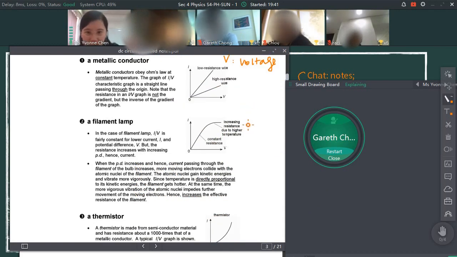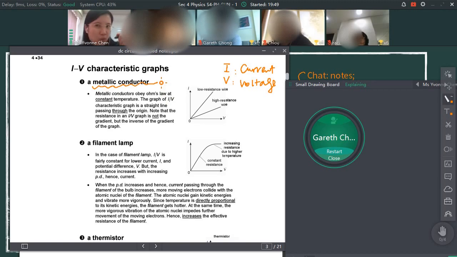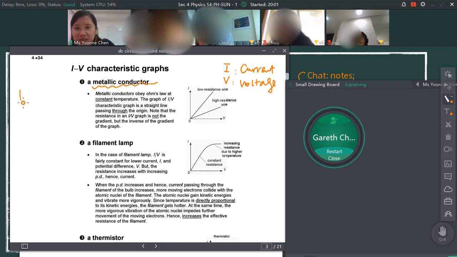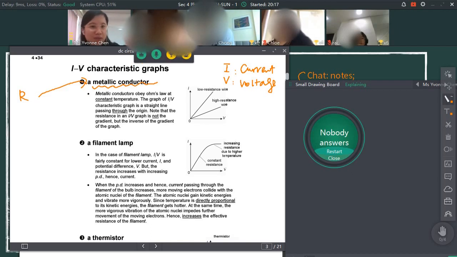Let's look at another concept for metallic conductor. So far we have learned one law related to metallic conductor. Who can still remember what that law is? That law is very important. We talk about the resistance of a metallic conductor, there's a particular law. You can click the responder. Think about it. There's a property, a characteristic stated by one of the laws. Nobody. Let me try again.